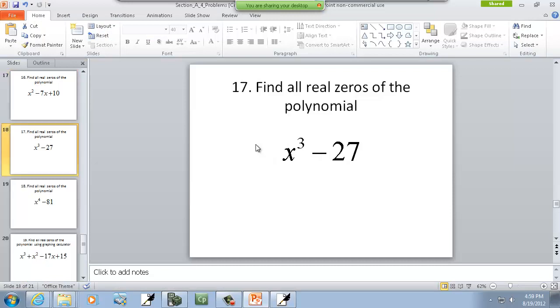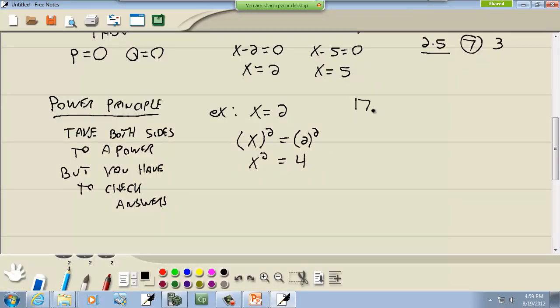Let's take a look at number 17. We've got x to the third minus 27, and then find all real zeros. So we'll set it equal to 0. Well, first thing we have to do is get the part with the power by itself. So I'm going to take negative 27 to the right side. So we get x to the third is equal to positive 27.